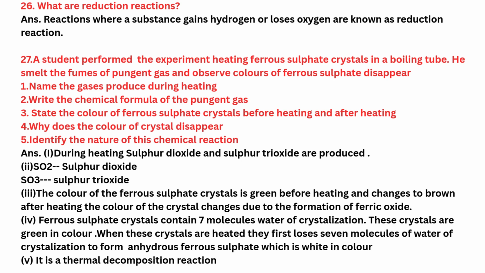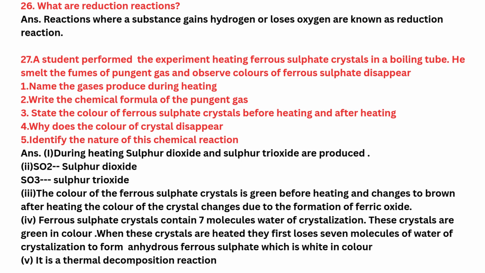SO2 sulfur dioxide, SO3 sulfur trioxide. The color of the ferrous sulfate crystals is green before heating and changes to brown after heating. The color of the crystal changes due to the formation of ferric oxide. Ferrous sulfate contains 7 molecules of water of crystallization. These crystals are green in color. When these crystals are heated, they first lose 7 molecules of water of crystallization to form anhydrous ferrous sulfate, which is white in color. It is a thermal decomposition reaction.